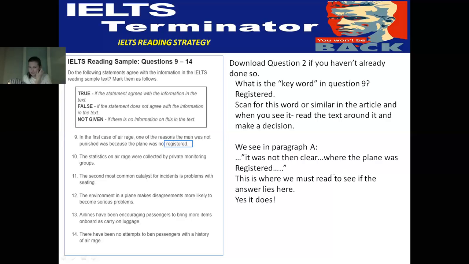Okay. Well, the text says that the plane was not registered. That's what it says. It doesn't say where. If you read it, from my memory, it doesn't say where. It says it was registered, but it doesn't say where. The question says the plane was not registered, and the paragraph says it was not clear. So they basically talk about it.